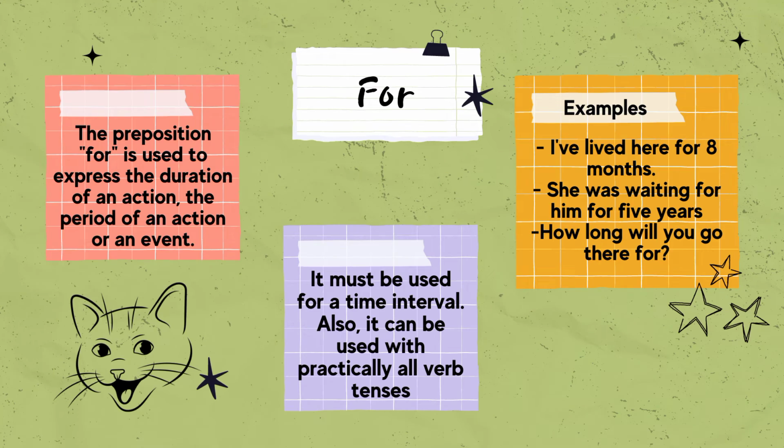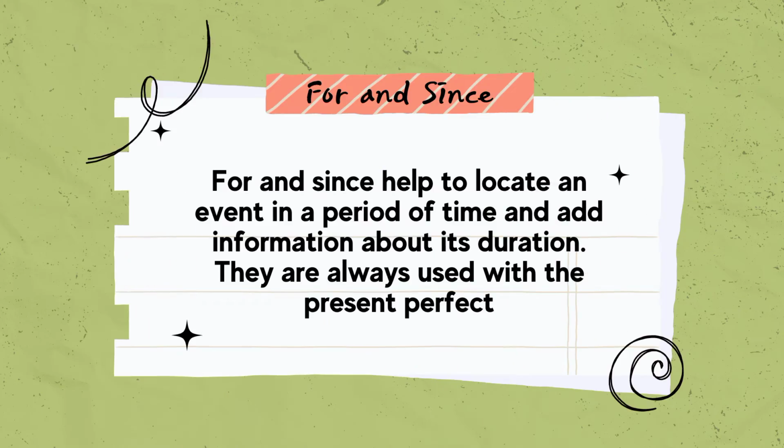And now we have for. The preposition for is used to express the duration of an action, the period of an action or an event. It must be used with a time interval. Also, it can be used with practically all verb tenses. Like we have in these examples: I've lived here for 8 months. She was waiting for him for 5 years. How long will you go there for?